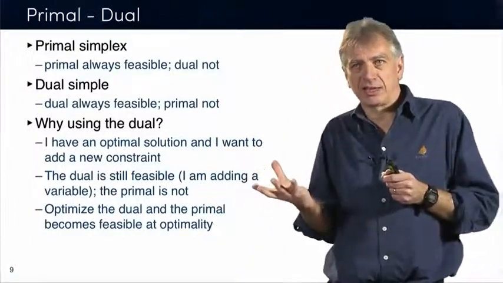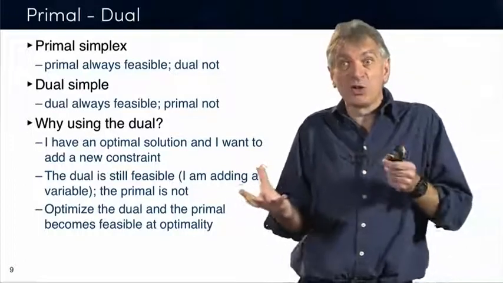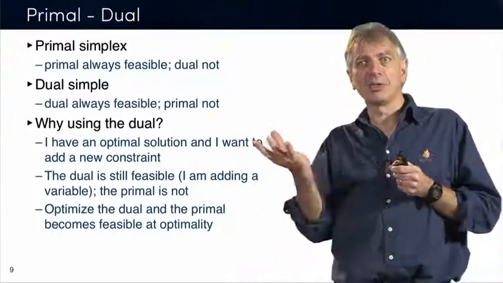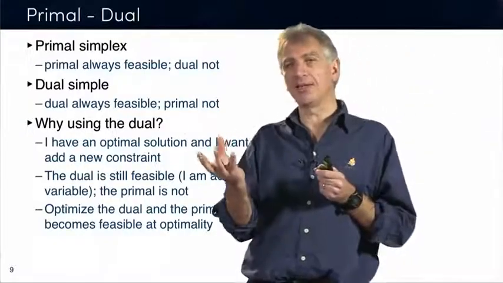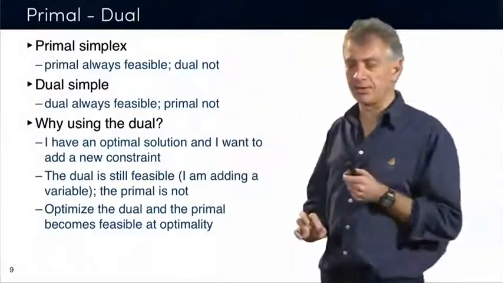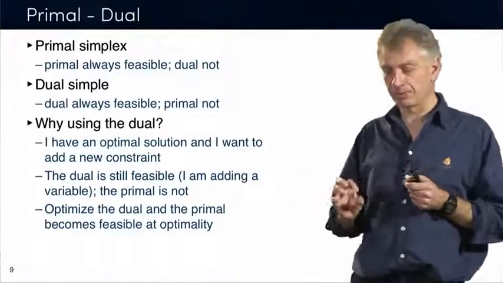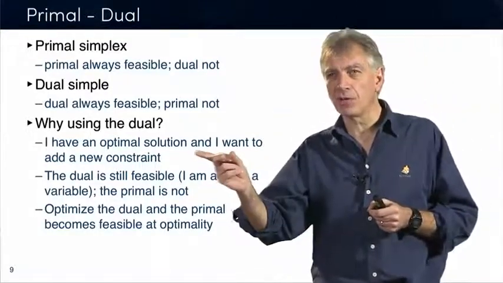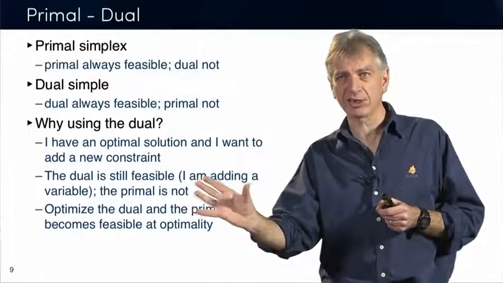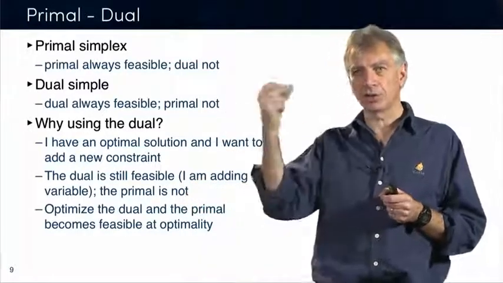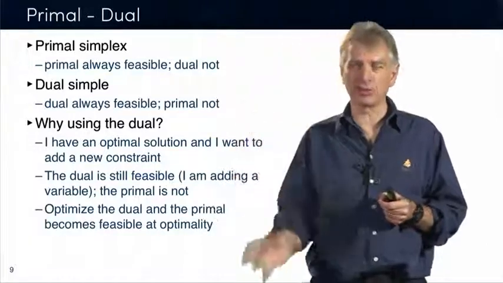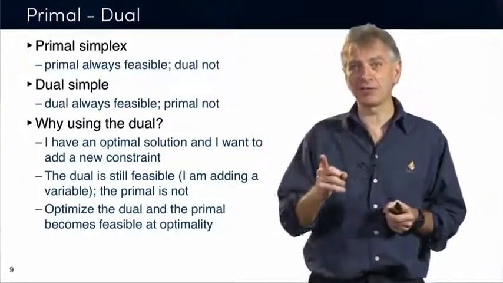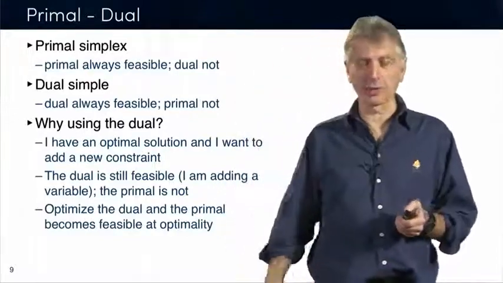So in a sense, if I'm adding a constraint to a primal algorithm, and obviously, if this constraint is violated, I don't have a basic feasible solution to start from in the primal, but I have one in the dual, and I can optimize the dual, get back to optimality, and there I know that the primal is going to be feasible and optimal. Okay? So in a sense, if I have an optimal solution to the primal, I add a constraint and that constraint is violated, I can optimize the dual to get back to optimality and feasibility by using the dual algorithm. Very nice.